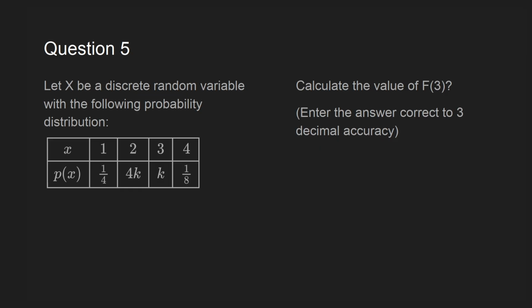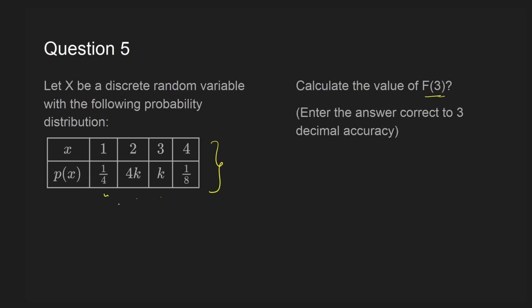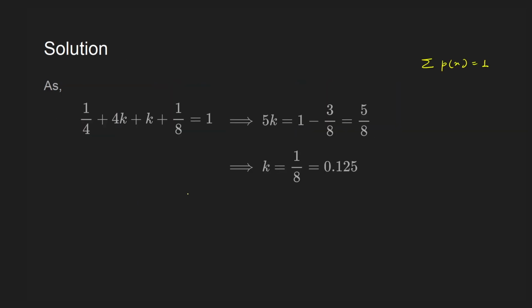Now question number 5 is: let X be a discrete random variable with the following probability distribution. So here is the distribution of X given. Now calculate the value of F(3), so we have to find the value of the CDF at point 3. First of all, we need to find the value of k, which we can find by using the property that the summation of probabilities should be equal to 1. The probabilities here are 1/4, 4k, k and 1/8, so their sum should be equal to 1, right? From here we find the value of k, which is equal to 0.125.